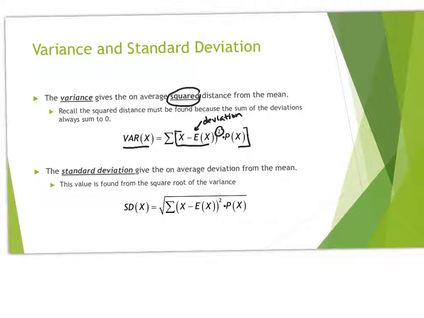And the problem with the variance is that it's a squared measure, which gives us no real room for interpretation. So we need to fix that, and we fix it by taking the square root. When you take the square root, you get the standard deviation. And the standard deviation gives the on average deviation from the mean. And we call it SD of x, or you may see it written as sigma x, just like you may see variance written as sigma squared x.